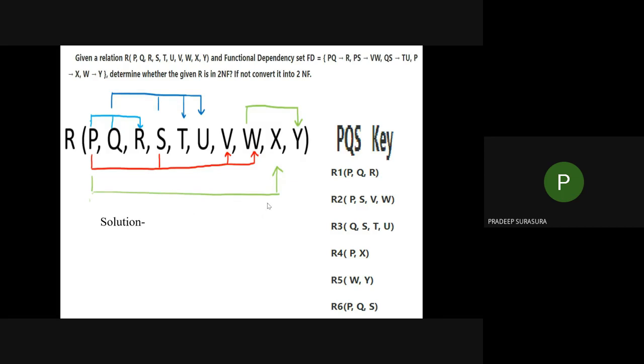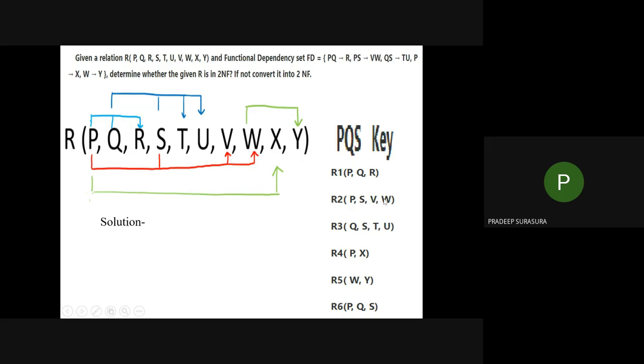Now, according to this, please understand the question. A given relation R is equal to PQRSTUVWXY, and the FDs are PQ determines R, QS determines T and U, P and S determine V and W, W determines Y, and P determines X. These are the FDs given. Please don't worry about the key as well as the final solutions.